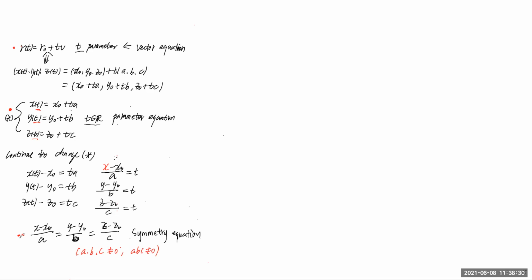Okay, for a line, we have three kinds of equations to describe the line. The first one is the vector format. The second one is the parameter format. The third one is the symmetrical format. Or we call them the vector equation, parameter equation, and symmetrical equation.